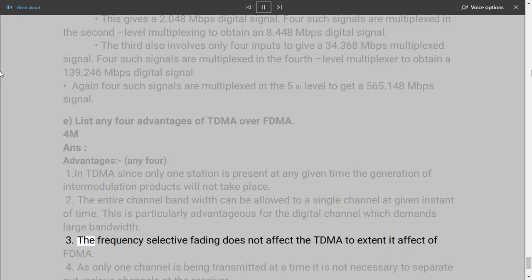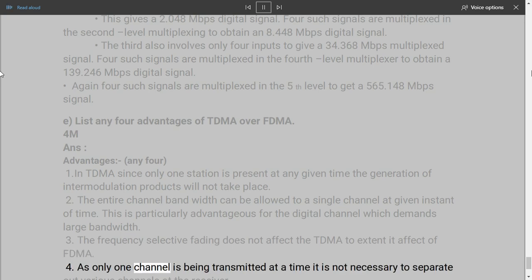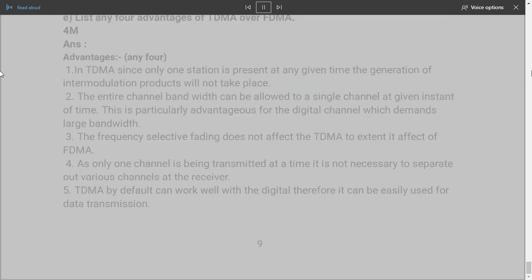3. Frequency selective fading does not affect TDMA to the extent it affects FDMA. 4. As only one channel is being transmitted at a time, it is not necessary to separate out various channels at the receiver. 5. TDMA by default can work well with digital signals, therefore it can be easily used for data transmission.